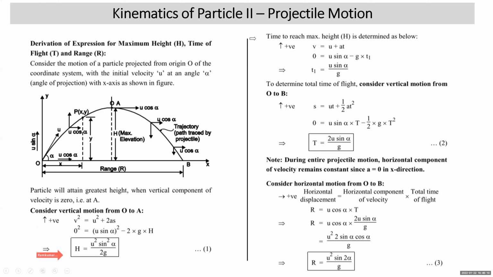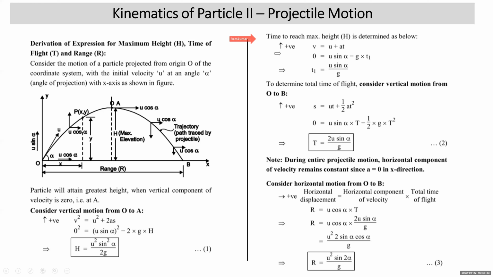Now we want to find what time it takes to reach the point A, which is the maximum elevation point. Again, we can take v is equal to u plus at, as we want to find the time. V is vertical component of velocity at A, 0. Initial vertical component of velocity is u sin alpha. V is 0, u is u sin alpha. Acceleration is minus g since we are taking upward positive.